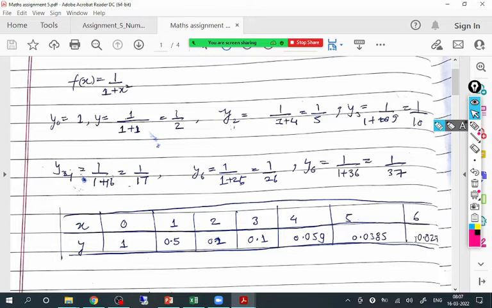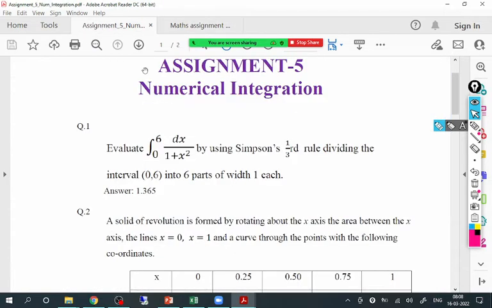Now this n is 6. So whenever n is a multiple of 2, we can use Simpson's 1/3 rule. That means n is even. Whenever n is even, we use Simpson's 1/3 rule. But when n is a multiple of 3, we use the 3/8 rule. In this case, this question can be done by all the 3 methods, the trapezoidal rule, 1/3 rule or 3/8 rule. But in the question, it is specifically said Simpson's 1/3 rule. So we have to go by the 1/3 rule.